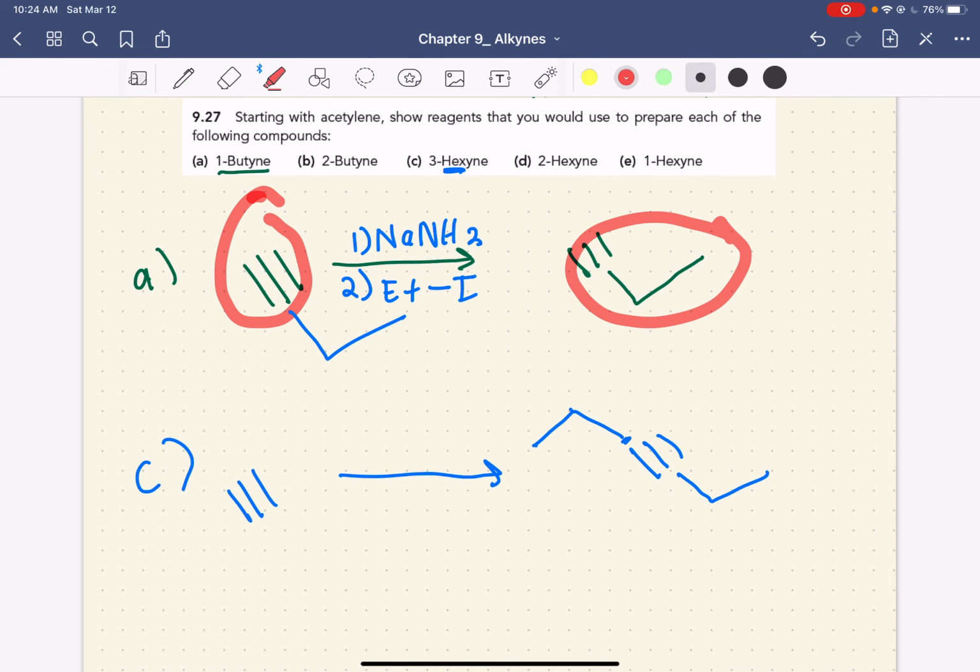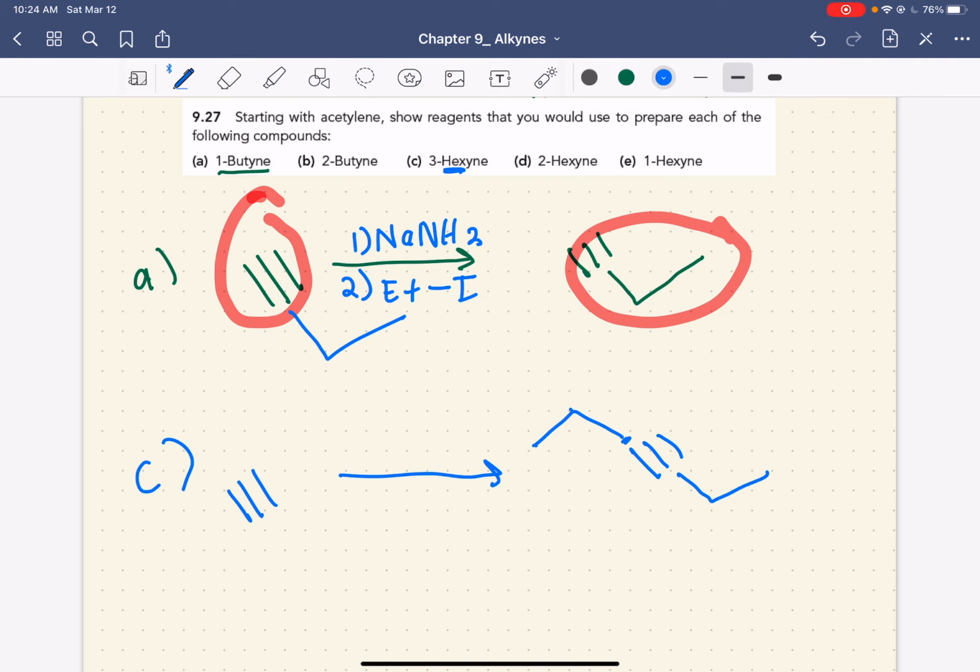Notice when we draw our triple bonds, we keep it straight, because it's sp hybridized, so it's going to have that 180 degree angle. You'd never want to draw a triple bond like you would draw a double bond, where you would do something crazy like this. That's incorrect for triple bonds. Never draw them like that.